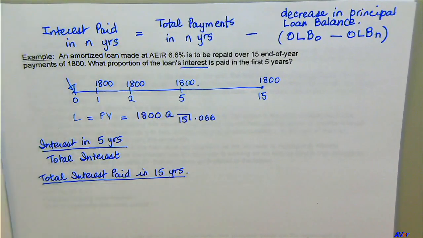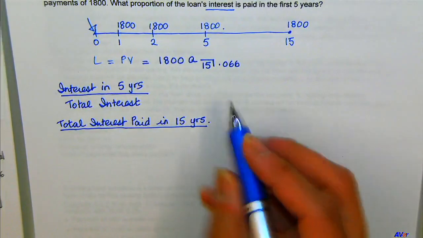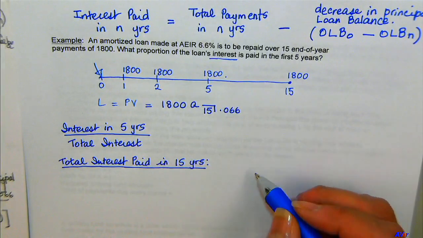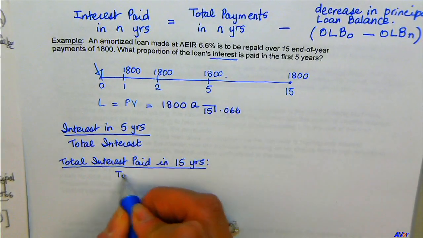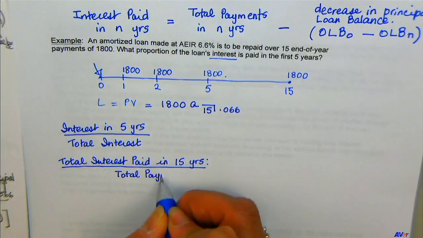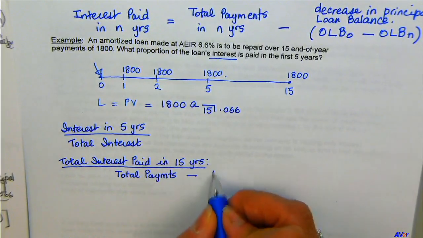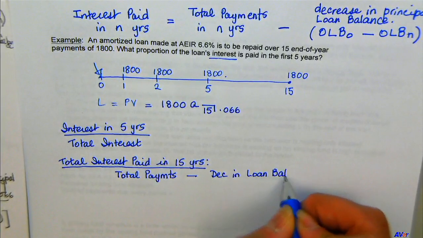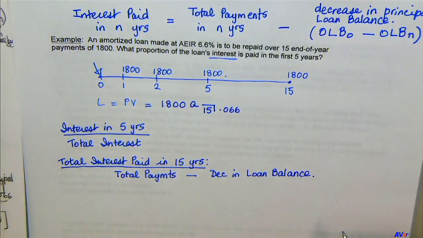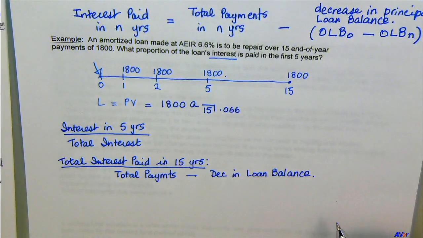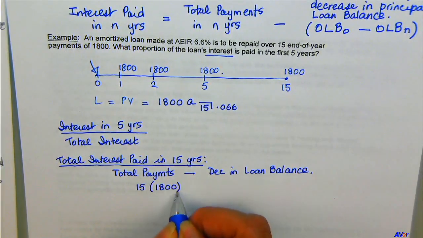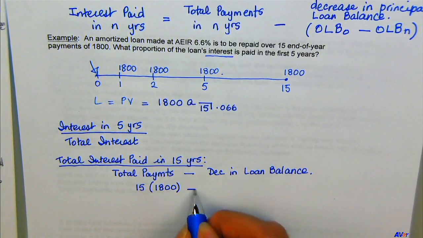So continuing with our problem, total interest paid in 15 years. Can we use this formula to plug in here? Can you help me? I want total payments. How much are the total payments in 15 years? How many payments have you made in 15 years? 15 times 1800, minus what? Minus the decrease in loan balance.